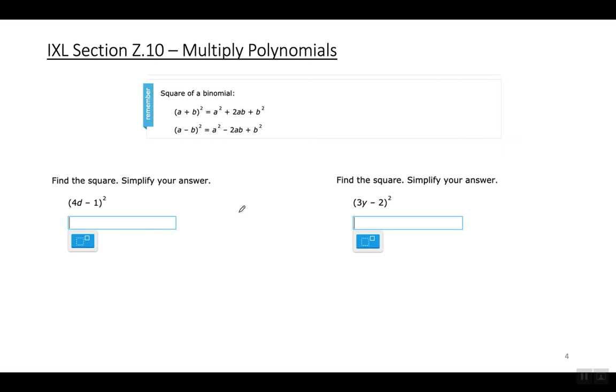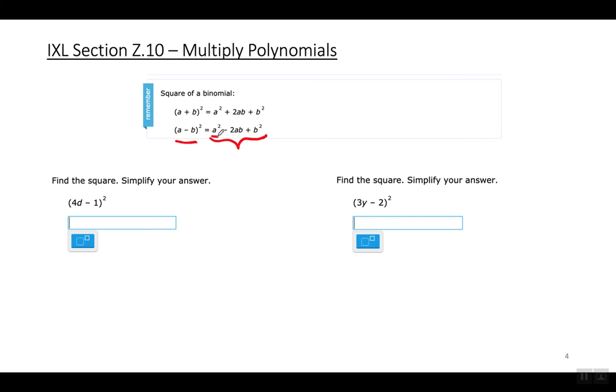Now here's another special case, which is when you have the square of a binomial. Right here is the rule. And again, you had that in IXL section Z9, which we already did, if I'm not mistaken. IXL section Z9 was multiply two binomials, special cases. So when you have the square of a binomial, if you're subtracting, both of these examples are following this pattern right here. This is the question, so the answer has to be in this form. It's really not that difficult to learn this. So what is this form?